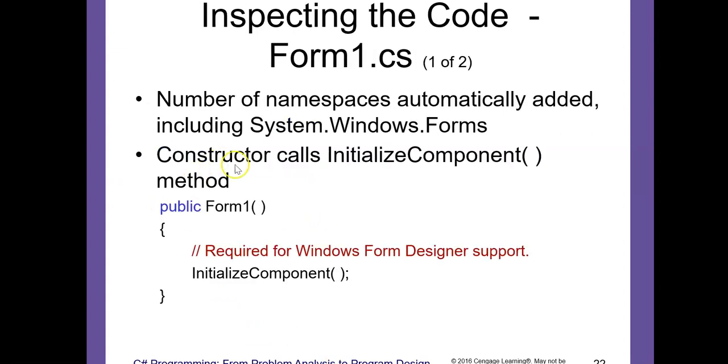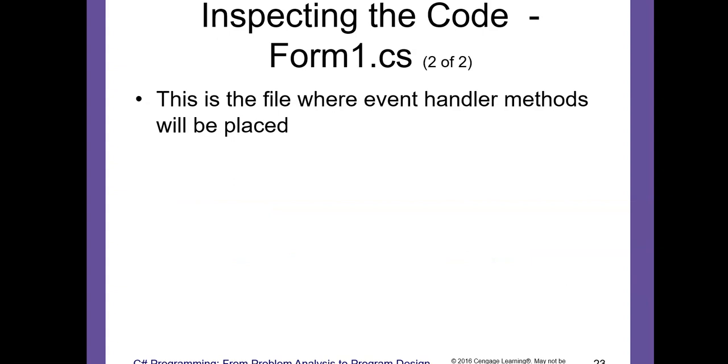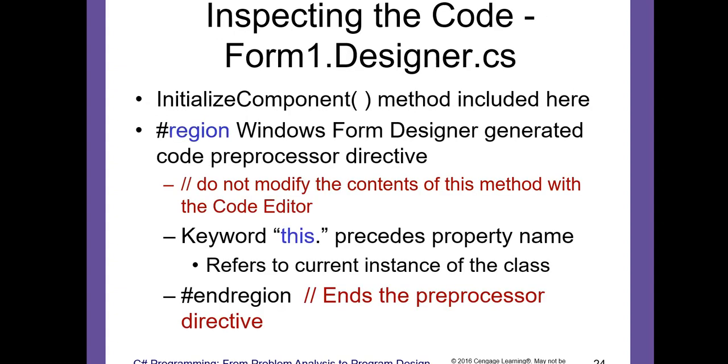A number of namespaces are automatically generated. So we have a namespace, meaning a place where the related stuff for this program is grouped together. The namespace is also generated for us when we name our project. So Form1.cs is the file where the event handler methods are, like when you click on a button, or you right-click, something like that. This is what we call an event handler.